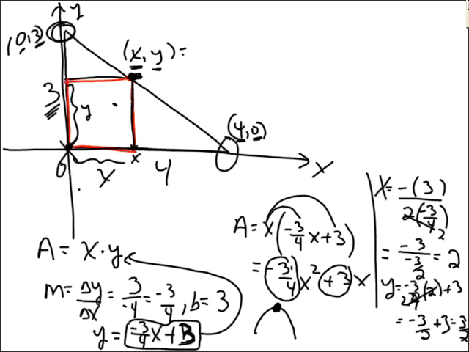You should go to (2, 3/2). Okay, if this point right here is (2, 3/2), you'll get the largest possible rectangle in there. Let's try one more.